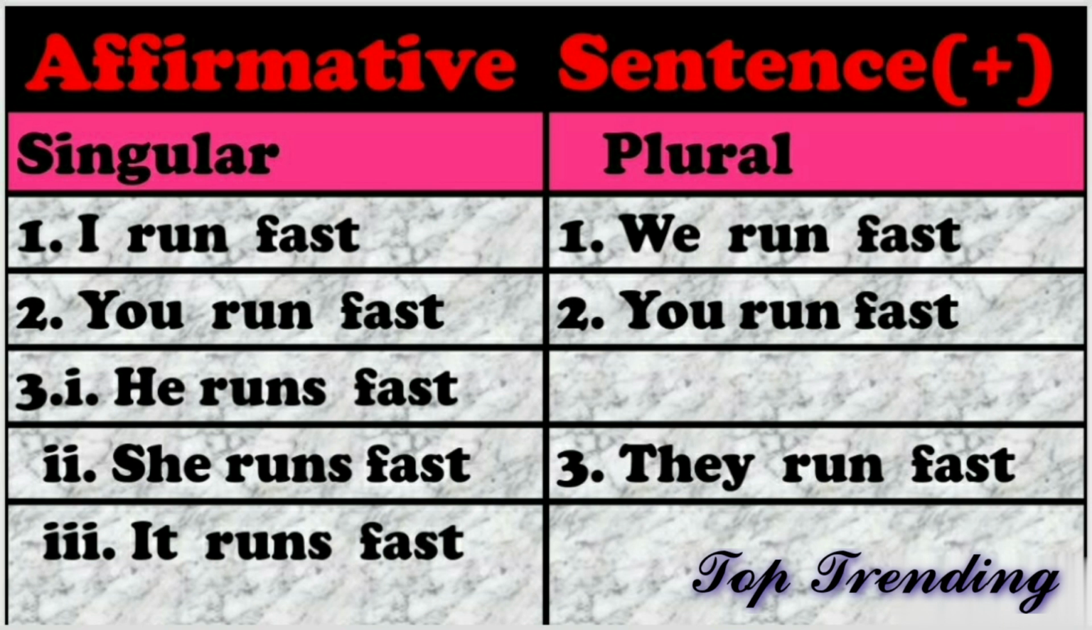Third one, he runs fast. Dear students, see here, whenever he or she or it, the verb takes the s form. Same as it is, she runs fast. Next one, it runs fast. So, the plural form of these sentences is they run fast.